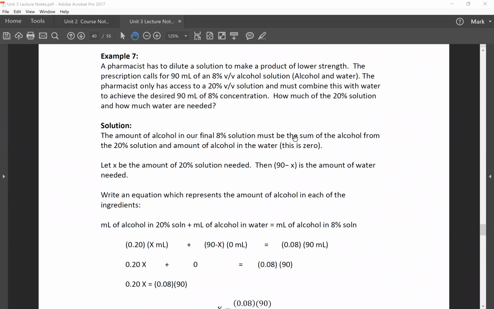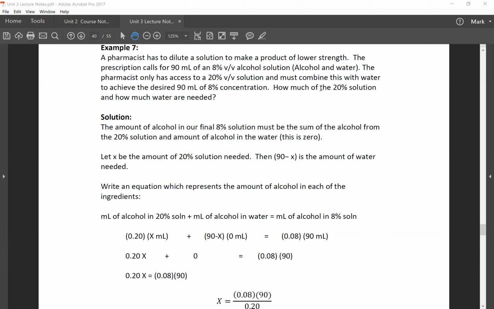All right, so a pharmacist has to dilute a solution to make a product of lower strength. Okay, so you're making a medicine, it's too strong, or what we would say is too concentrated. We're trying to lower the strength. The prescription calls for 90 milliliters of an 8% solution of alcohol and water.